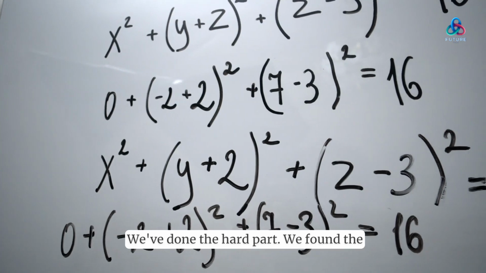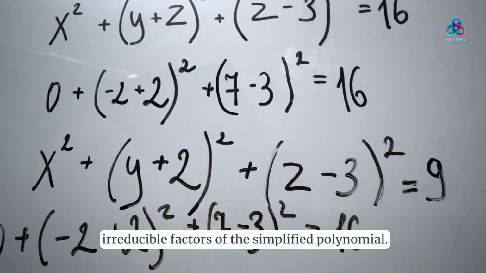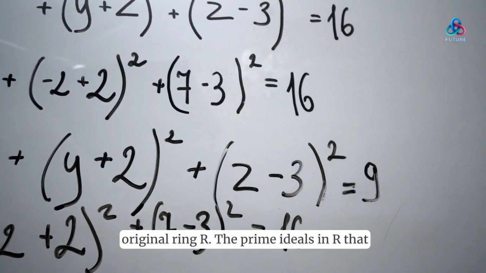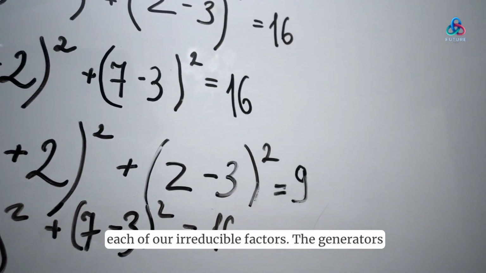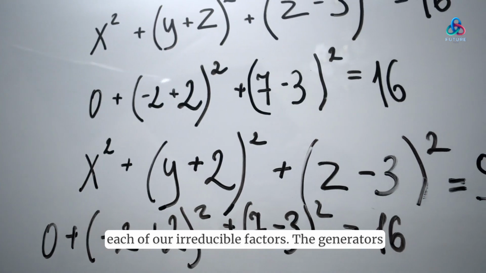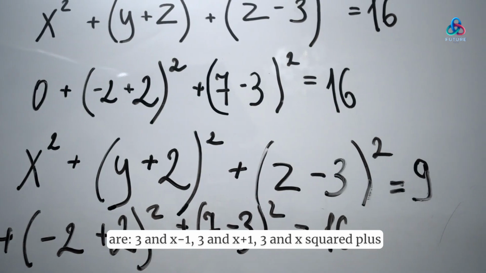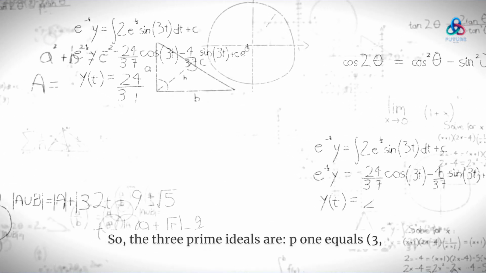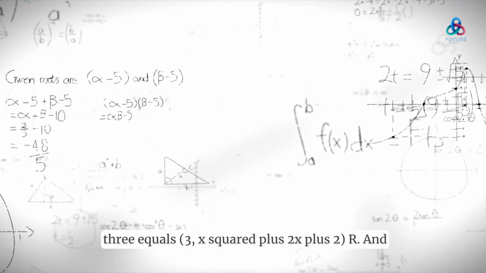We've done the hard part. We found the irreducible factors of the simplified polynomial. Now we just need to lift these back to our original ring R. The prime ideals in R that contain I equal 3R are generated by the image of 3 and each of our irreducible factors. The generators are (3, x - 1), (3, x + 1), (3, x^2 + 2x + 2). So the three prime ideals are P1 equals (3, x - 1)R, P2 equals (3, x + 1)R, P3 equals (3, x^2 + 2x + 2)R.